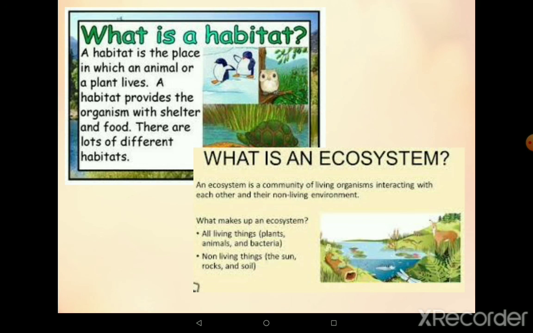Next is the ecosystem. An ecosystem is a community of living organisms interacting with each other and their non-living environments. This is called an ecosystem. When the abiotic components and biotic components interact with each other, they form an ecosystem. You can see all living things, plants, animals, and bacteria, plus non-living things, the sun, rock, and soil. When they come together, they form an ecosystem.